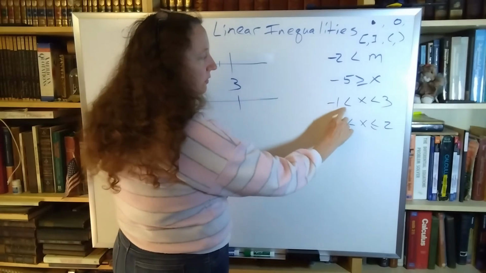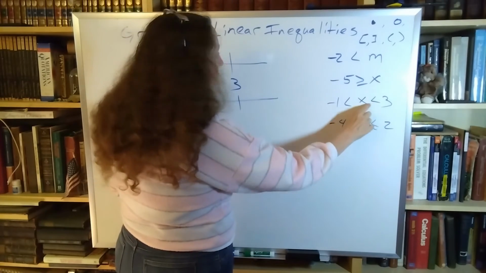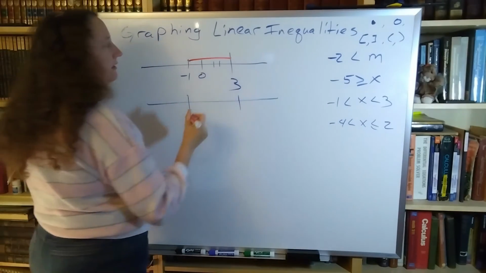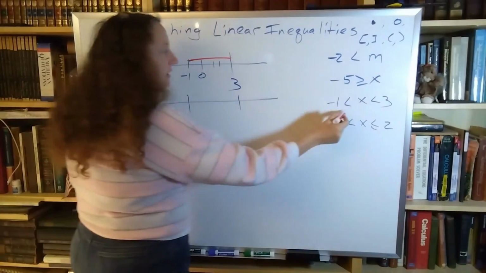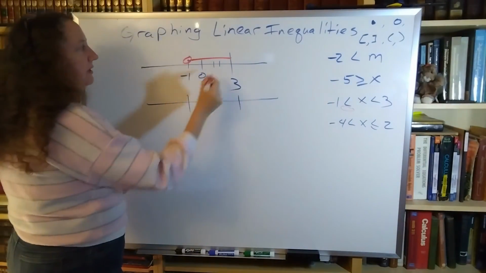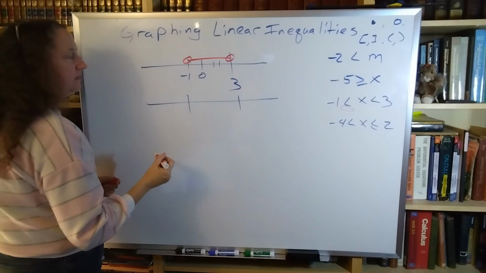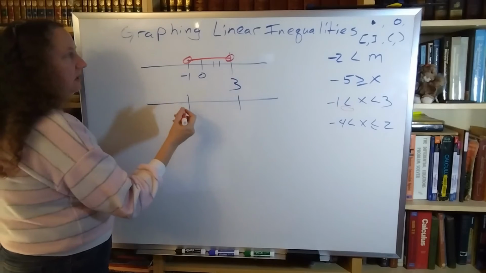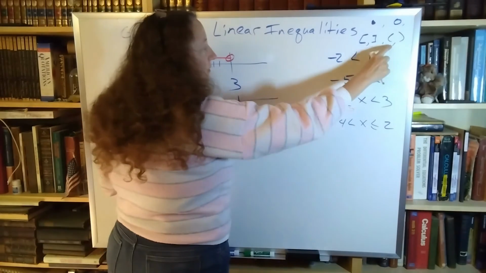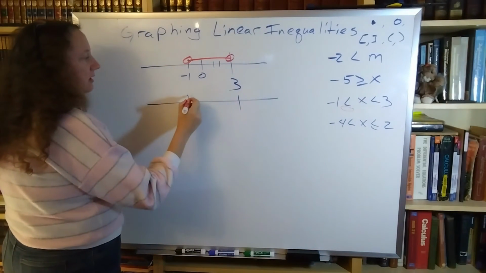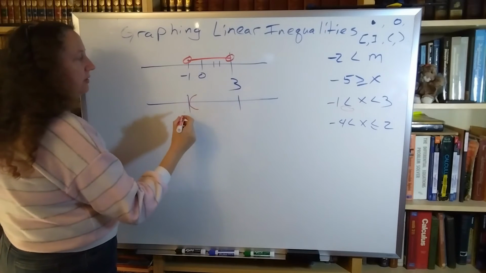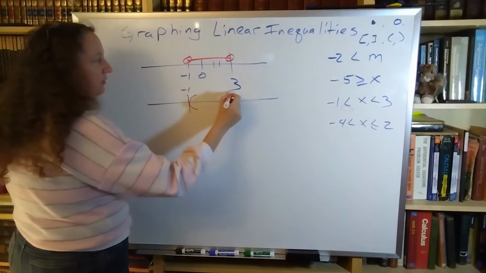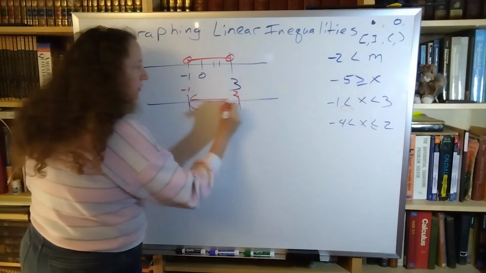-1, no equal to, +3, no equal to. So from there to there. It does not equal, so it's an open dot for both of them. For the brackets versus parentheses, it does not equal, so it gets the parentheses. Does not equal, so it gets the parentheses. This is -1, that is 3. And the line goes from one to the other.